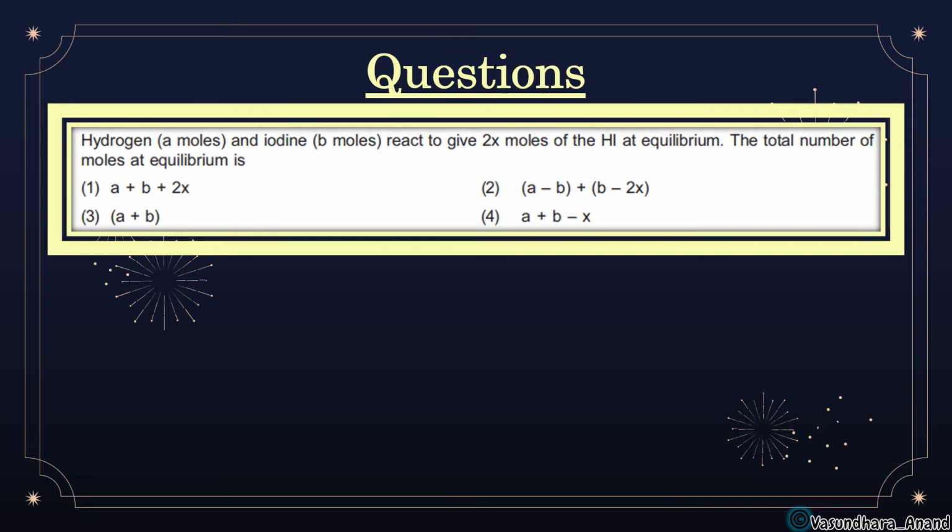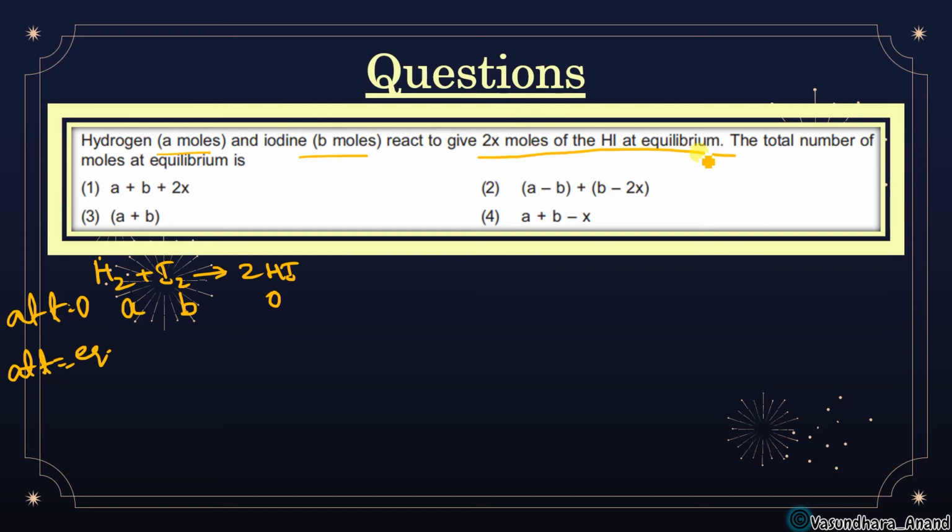Hydrogen A mole and iodine B moles are going to react to give 2x mole of HI at equilibrium. So let me write the equation first. H2 plus I2 is going to change into 2HI. So it is said that initially it has A moles of this and B moles of this, reacting to give this. So at T is equal to 0, this is A mole and this is B mole. This is 0, because initially no product was formed. At T is equal to equilibrium, it says to give 2x mole of HI at equilibrium.